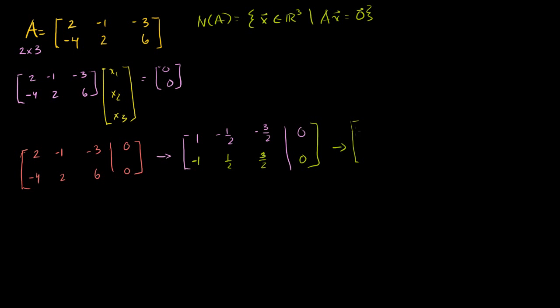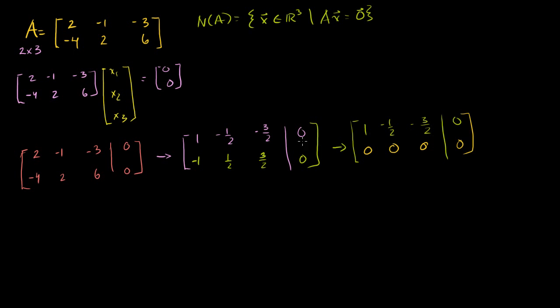And now let's keep my first row the same. It's 1, minus 1/2, minus 3/2. And of course, the 0 is the right-hand side. And let's replace my second row with my second row plus my first row. So these are just linear operations on these guys. So negative 1 plus 1 is 0. 1/2 plus minus 1/2 is 0. 3/2 plus minus 3/2 is 0. And of course, 0 plus 0 is 0. So what are we left with?